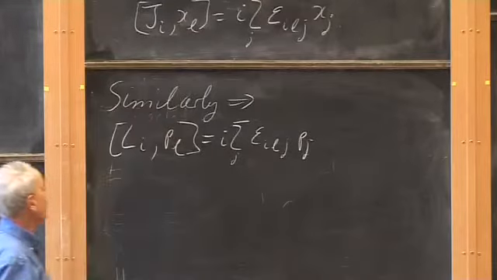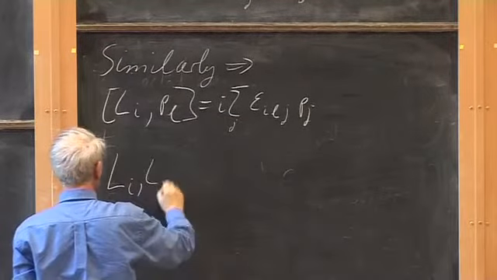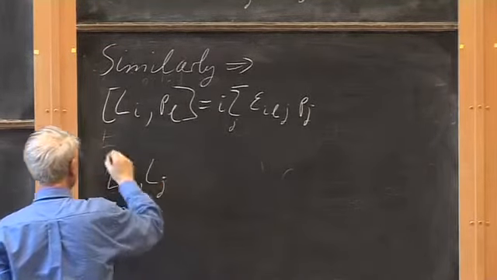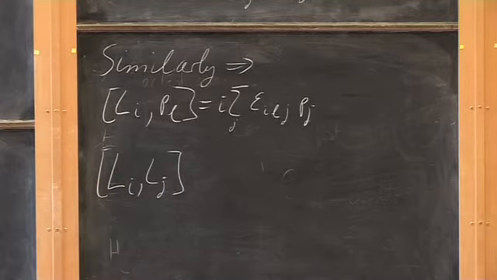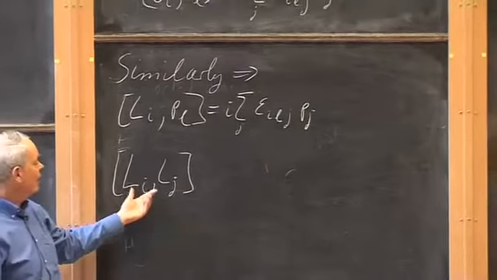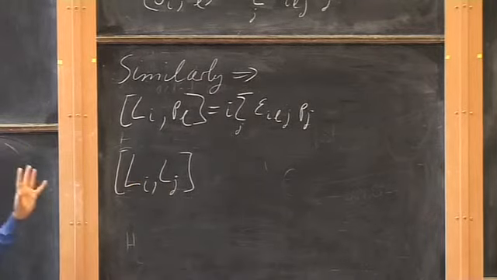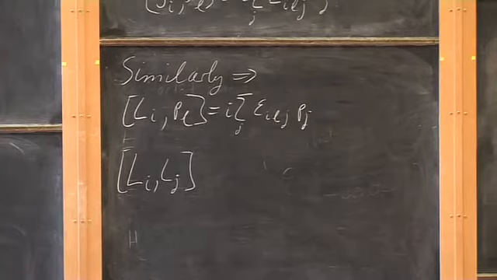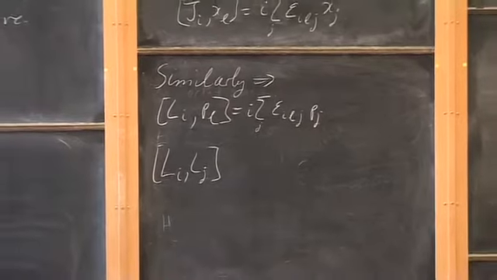The next thing to calculate is, so what's [Li, Lj]? We've introduced a family of three operators. We should investigate what the commutation relations are between any two of them. So we know what the answer is in the case of the angular momentum operators: [Ji, Jj] is i epsilon_ijk Jk. So this is setting us up for expecting what the answer is here.